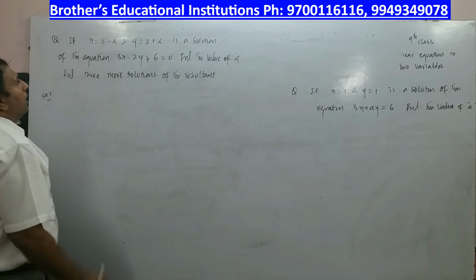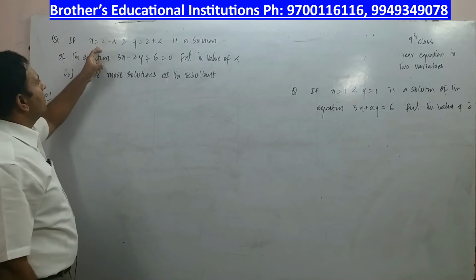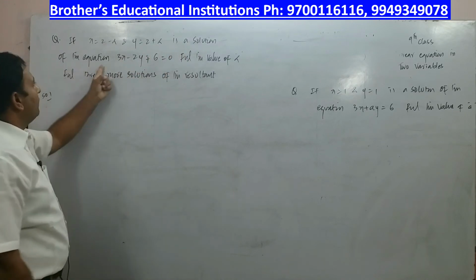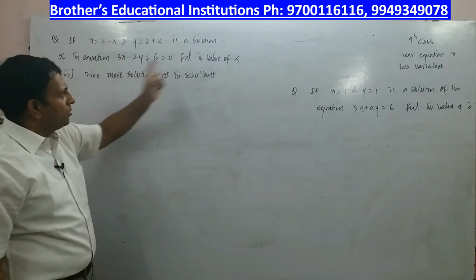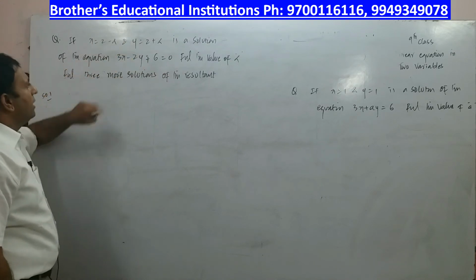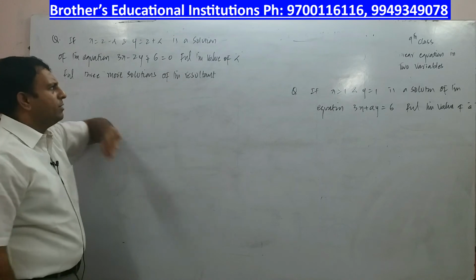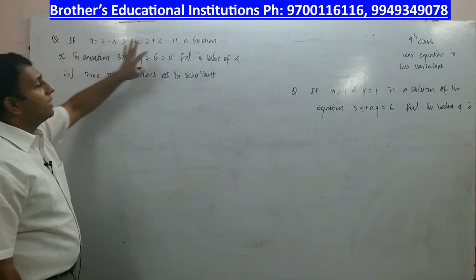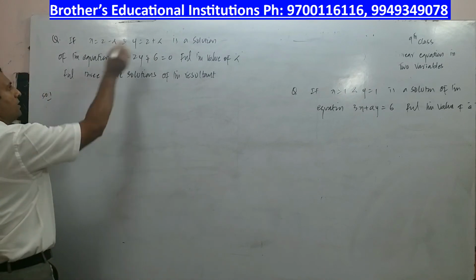Children, please observe the next question. If x is equal to 2 minus alpha and y is equal to 2 plus alpha is a solution of the equation 3x minus 2y plus 6 is equal to 0. It's a solution, right, for these values. Find the value of alpha, first point, and find 3 more solutions for the resultant. Means after you get the value of alpha, whatever answer you get, what are the other solutions he is asking you. First, let us try to find the value of alpha.